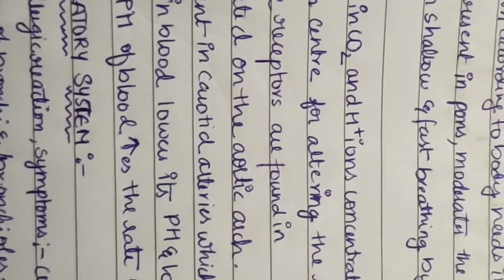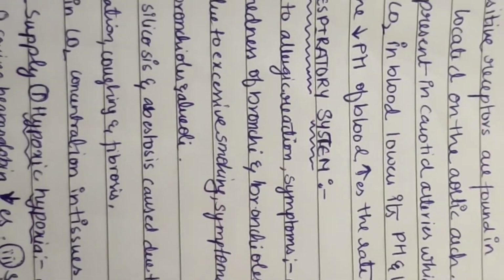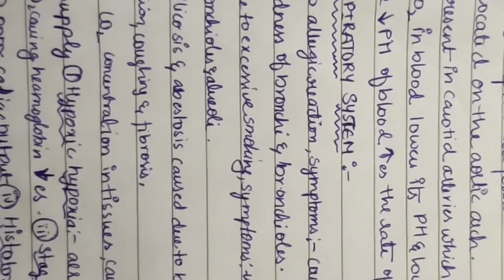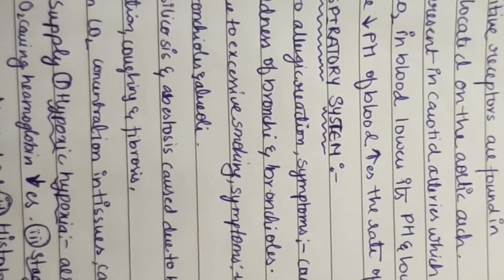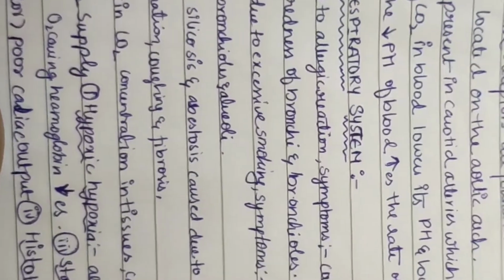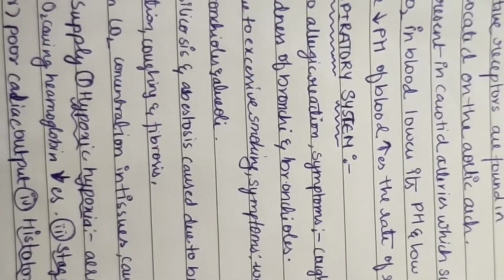Now, disorders of the respiratory system. First is asthma, which is caused by an allergic reaction. Symptoms are coughing, wheezing, difficulty in breathing, sneezing, and redness of bronchi and bronchioles. Then emphysema, which is caused by excessive smoking. Symptoms: the walls of alveoli are damaged, with lack of elasticity of the walls of bronchi and alveoli.